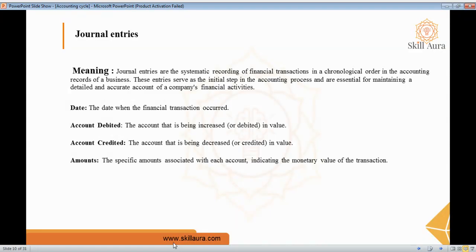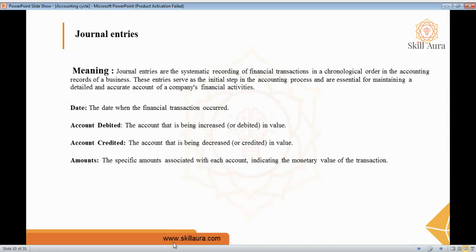Next is accounting debited. In the debit column, the account that is being increased in value will be added here. It will always be on the debit side. Accounting credited: the account that is being decreased in value will always be credited, and this column will be on the credit side.